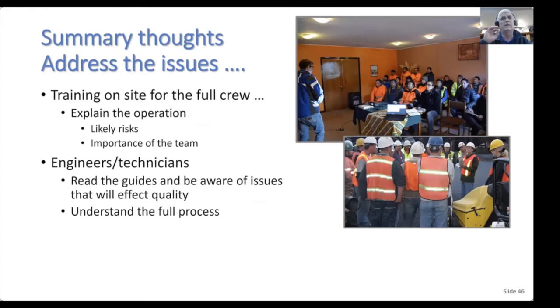Training on site for me is absolutely critical. Explain the operation, what the likely risks are, and the importance of the team. Build the team, make sure the team understand the quality control and understand what aspects they can have to make the pavement perform better.